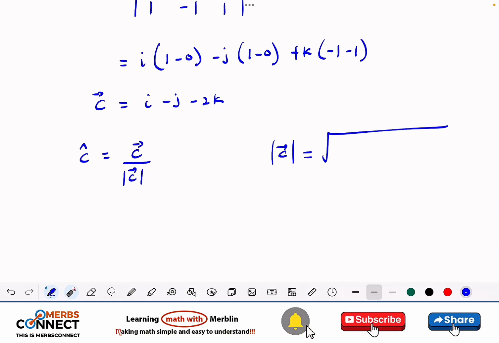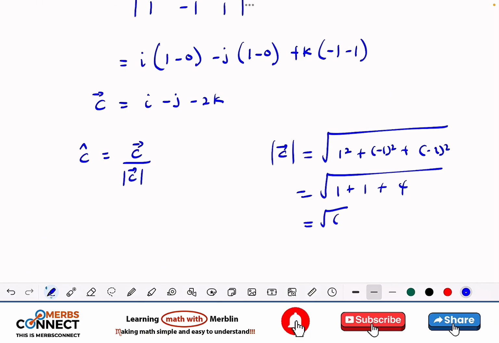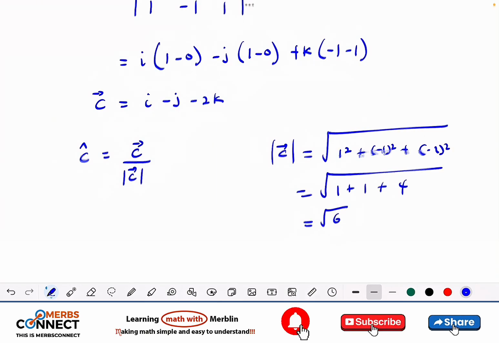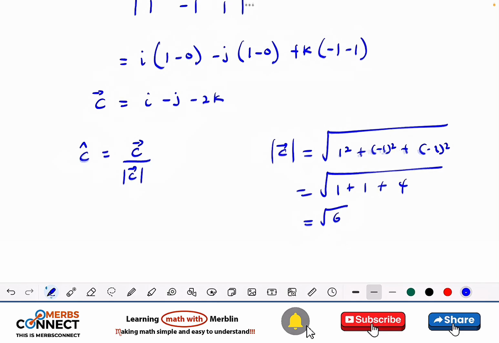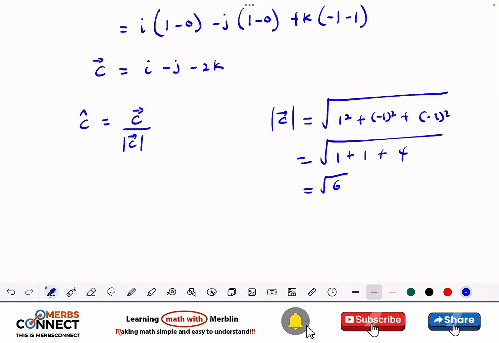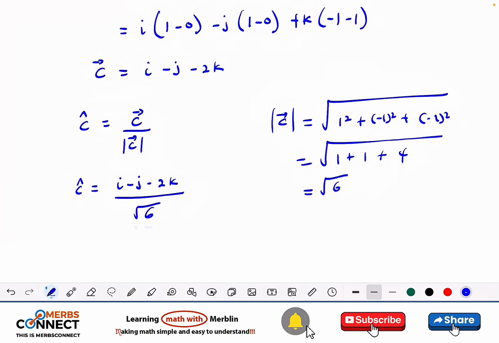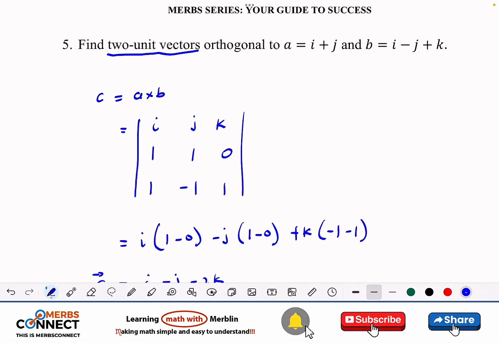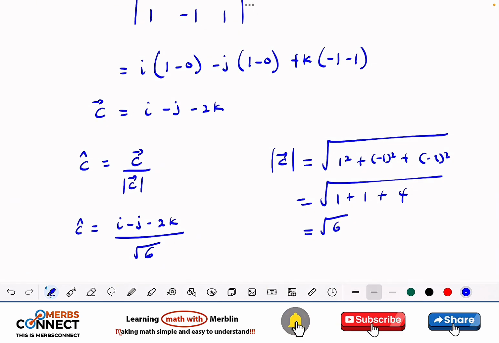So this is just pick the coefficient of the direction and square it. So I'm going to have 1 squared plus minus 1 squared plus minus 2 squared. So I'm going to have 1 plus 1 plus 4, and this is going to be square root of 6. Right, so that's what I'm going to get at the end of the day. So the unit vector is going to be I minus j minus 2k divided by root of 6. So this is one of the unit vectors that we need to find.